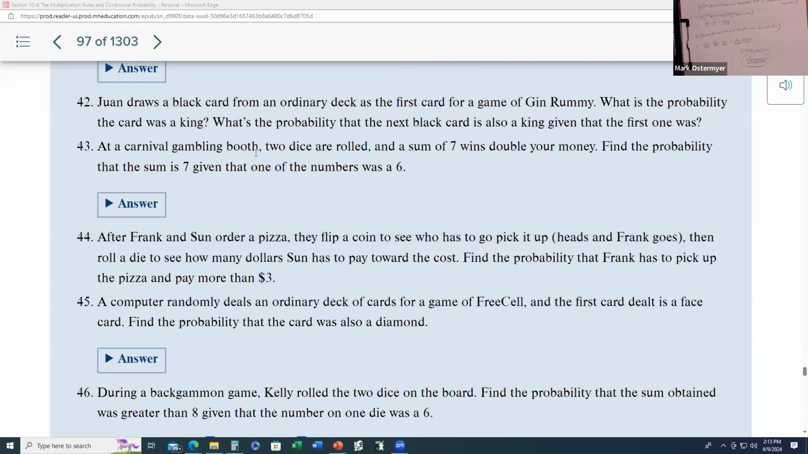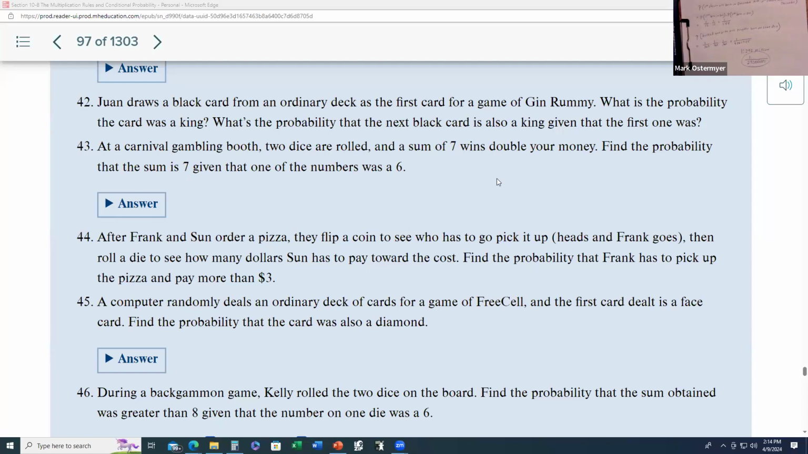At a carnival gambling booth, 2 dice are rolled and a sum of 7 wins double your money. Find the probability that the sum is 7, given that one of the numbers was a 6. Given that one of the numbers was a 6.